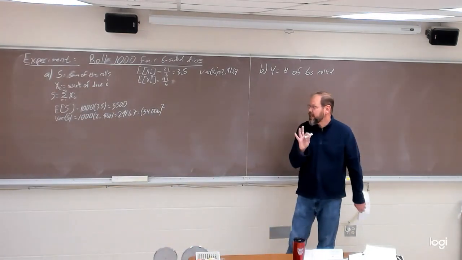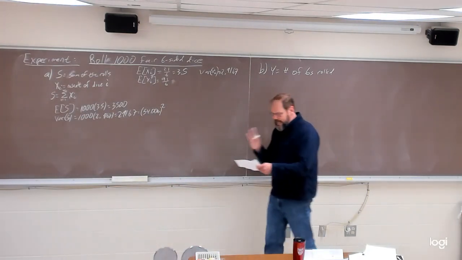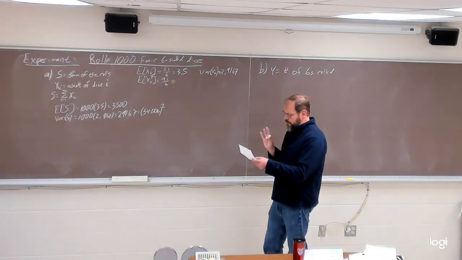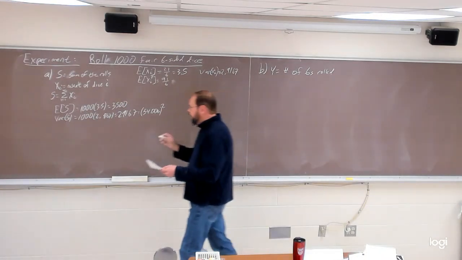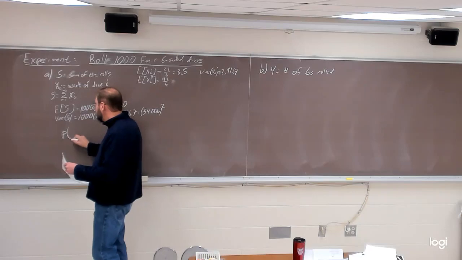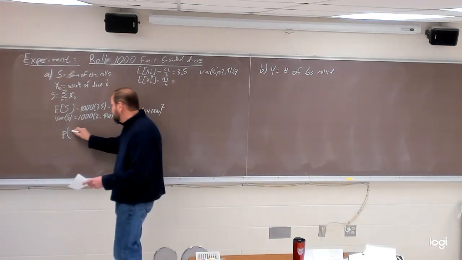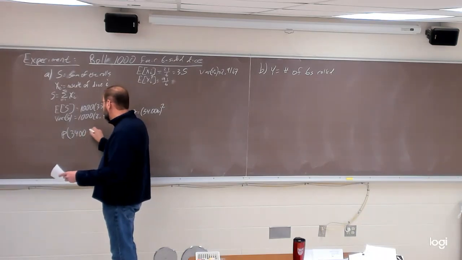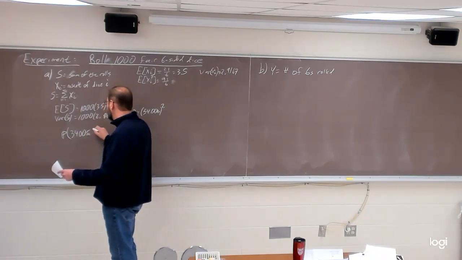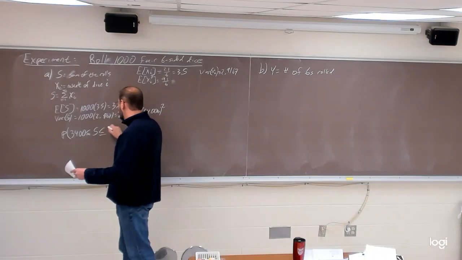So here's how we use the central limit theorem. Let's ask this question. I see everything centered around 3,500. What is the probability that when I roll these 1,000 dice, I get a sum between 3,400 and 3,600?